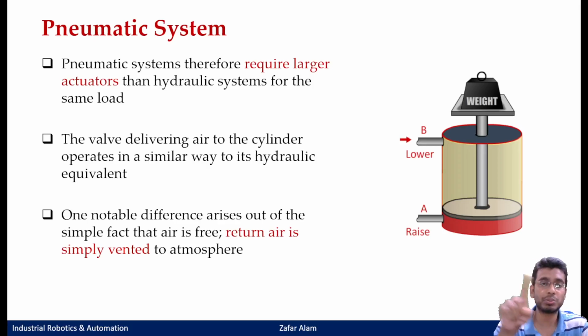However, one notable difference arises. In your hydraulic system, there was a closed loop system where the oil pumped to one side had to be drained back to the reservoir from the other side. In your pneumatic system, what is the reservoir? Your atmospheric air. The atmosphere itself is a reservoir, right? So you just apply a pressurized line, and your drain is to the atmosphere itself. It is simply vented into the atmosphere. You don't have to have a closed system for it.